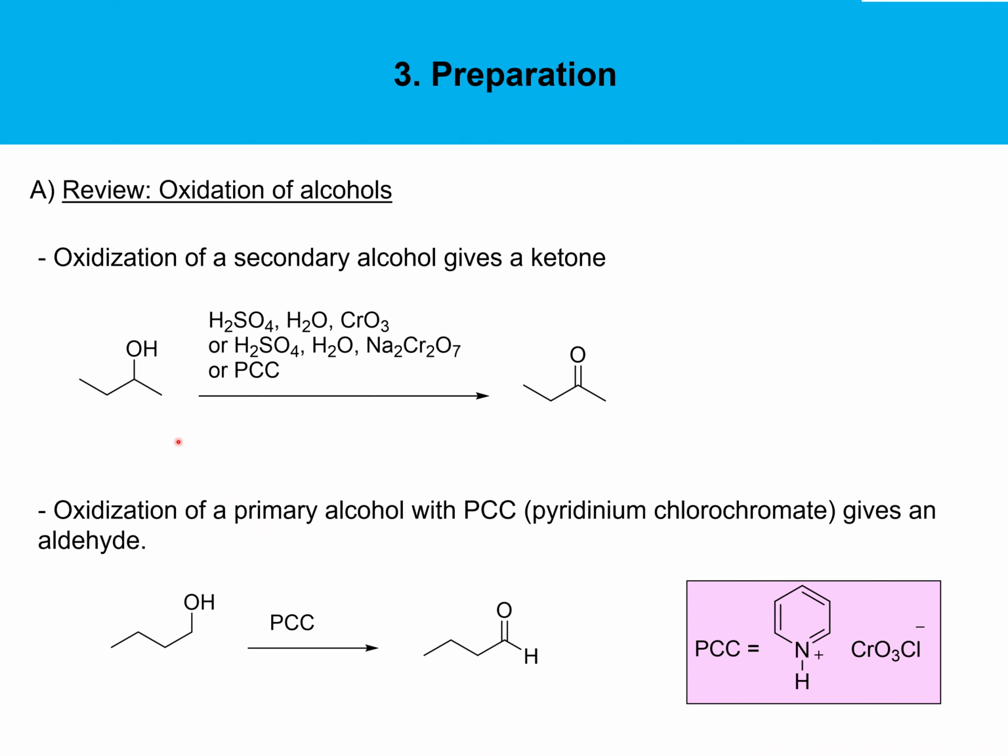We can do the same thing with PCC as well. When it comes to aldehydes, one of the most common ways to make aldehydes is by oxidizing primary alcohols. We would typically use PCC or pyridinium chlorochromate to do this oxidation. You might recall that if we try the same thing with chromic acid, we would typically, instead of an aldehyde, instead obtain a carboxylic acid.